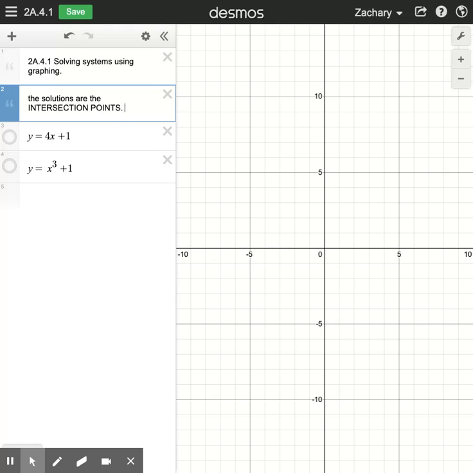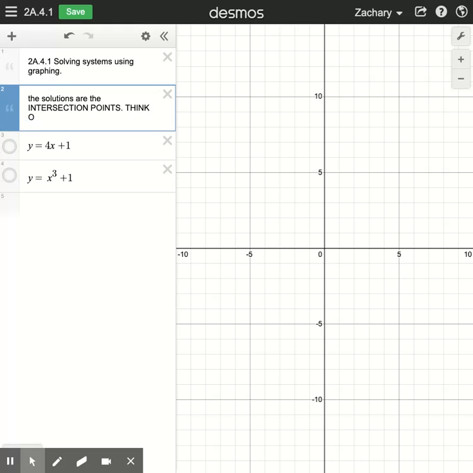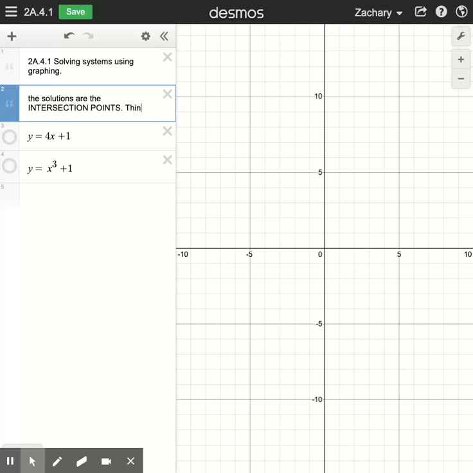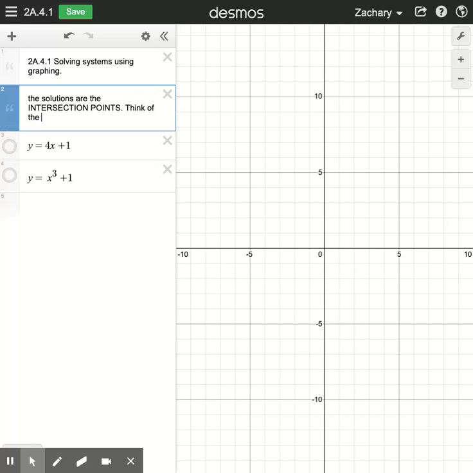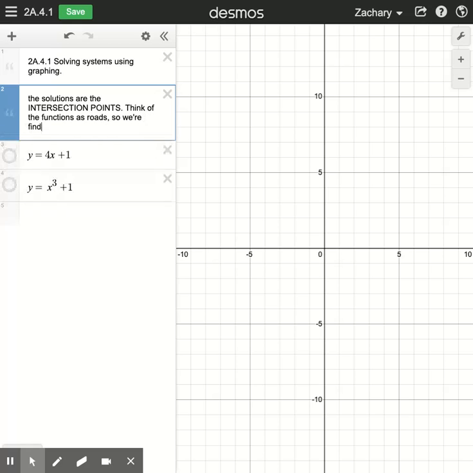Think of the functions as roads. Okay, so we're just finding the intersections of the roads. Now, if we were given a function, we would have to graph the functions, but we're allowed to use technology for this, so we're going to use it. Okay, so we're just looking for the intersection points.